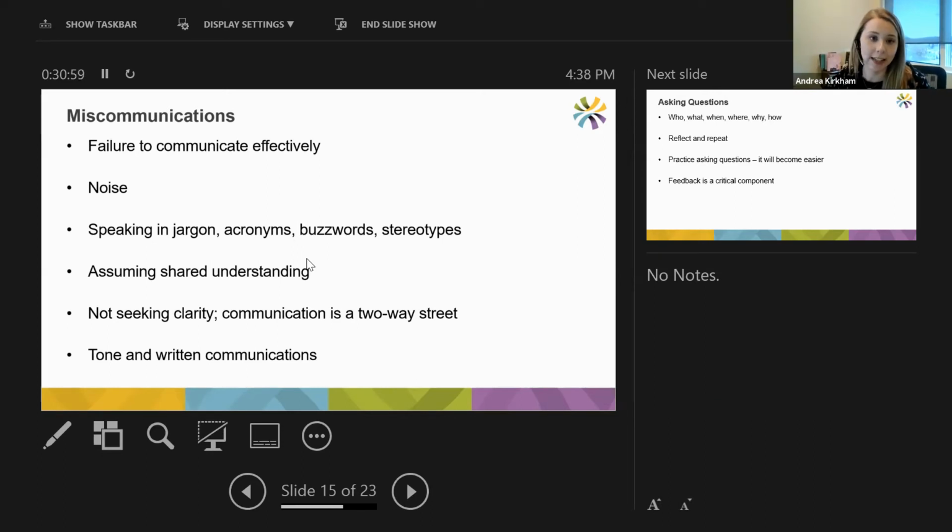And then, of course, because communication is a two-way street, not seeking clarity is another issue that can lead to a misunderstanding. So this is why it's important to ask your questions, which we'll get to momentarily. But it really matters to take the time to think through what information has been presented to you and whether or not you need to ask questions to seek further understanding. In many cases, you do need to.